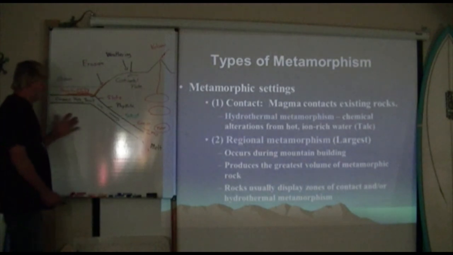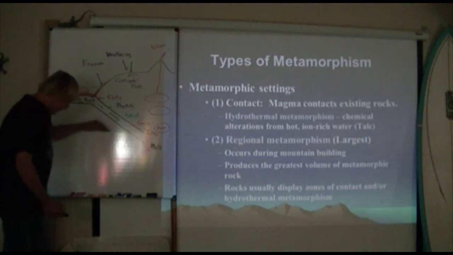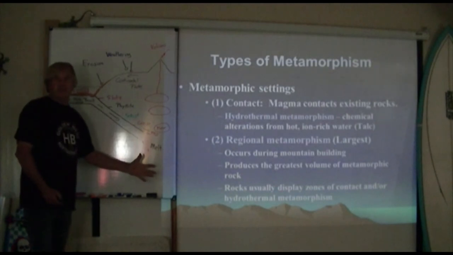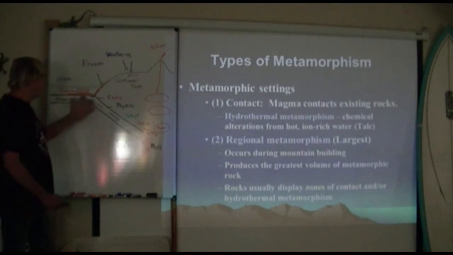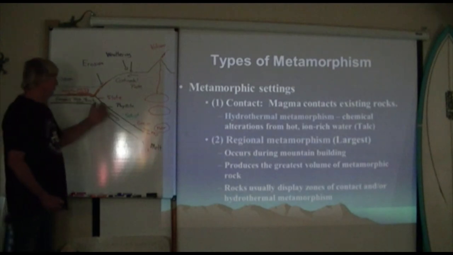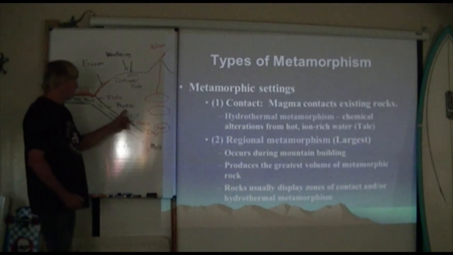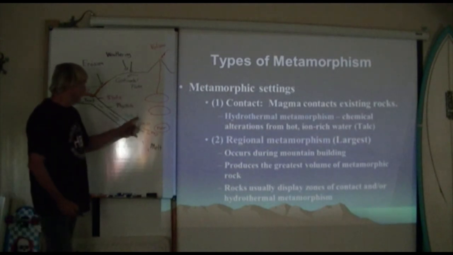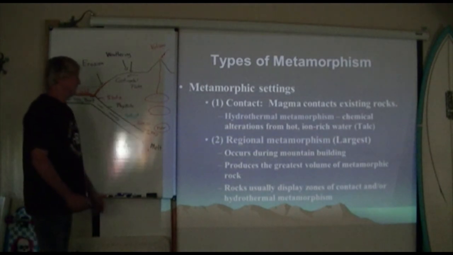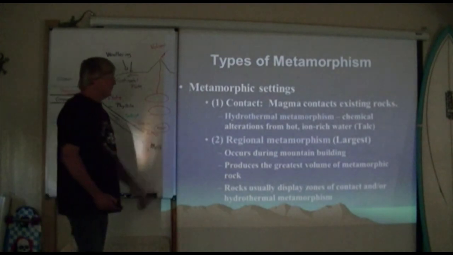So wherever you have a plate that's subducting underneath a continental plate, or even an ocean plate, as long as there's sedimentary material out there, that shell is going to be metamorphosed into a new metamorphic rock called slate. That slate can then be metamorphosed into phyllites. Phyllites can be metamorphosed into schist, and schist into gneiss. And this is the largest scale metamorphism.